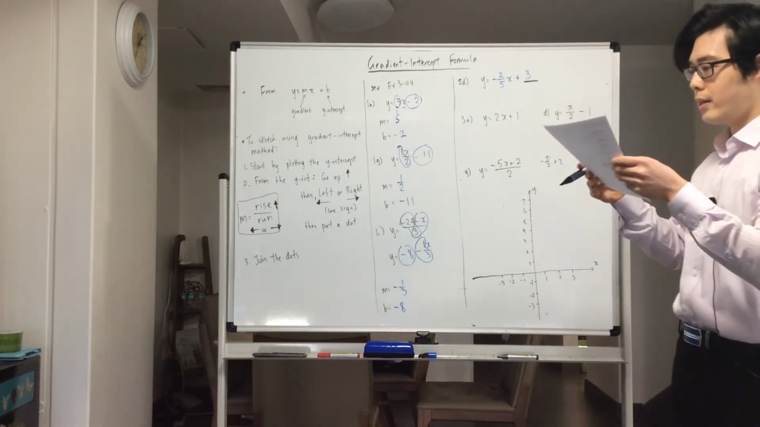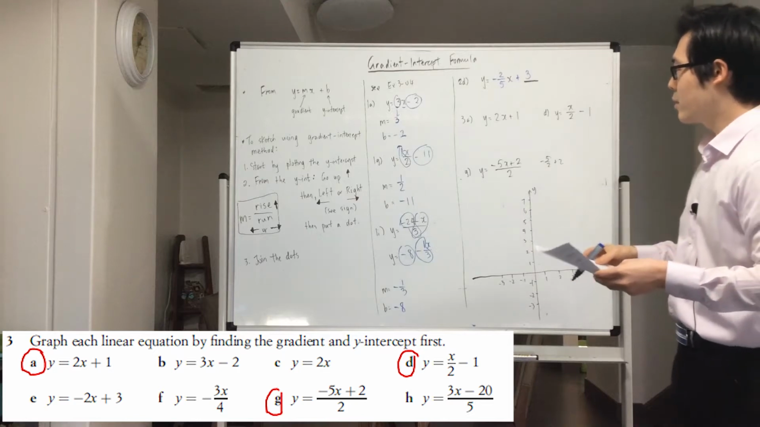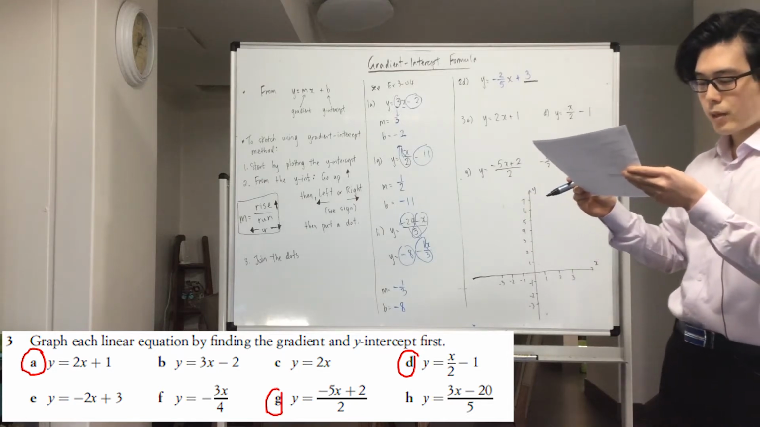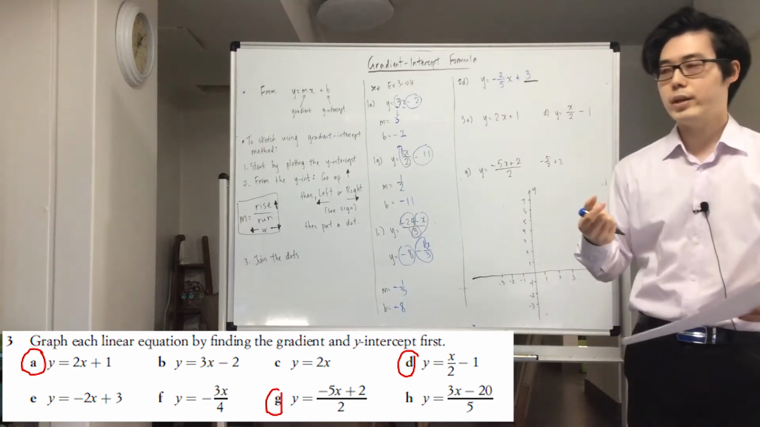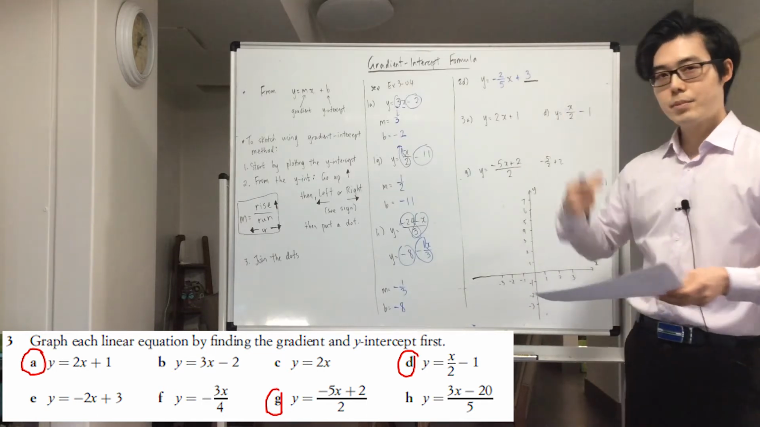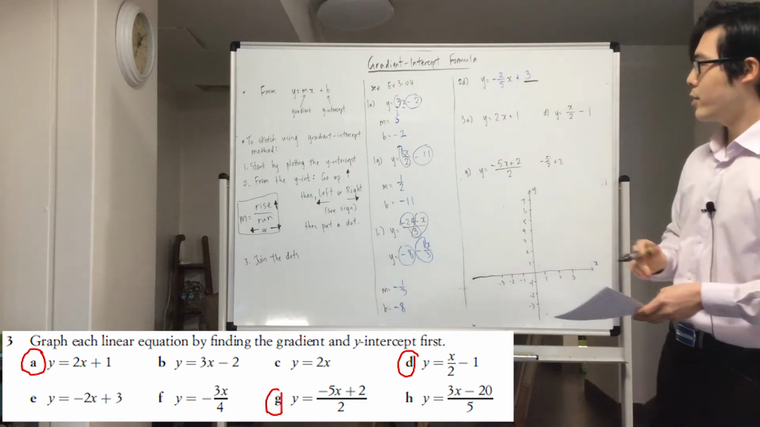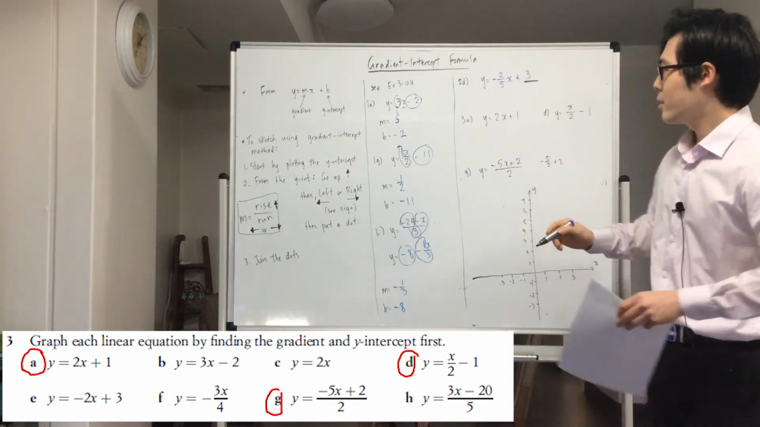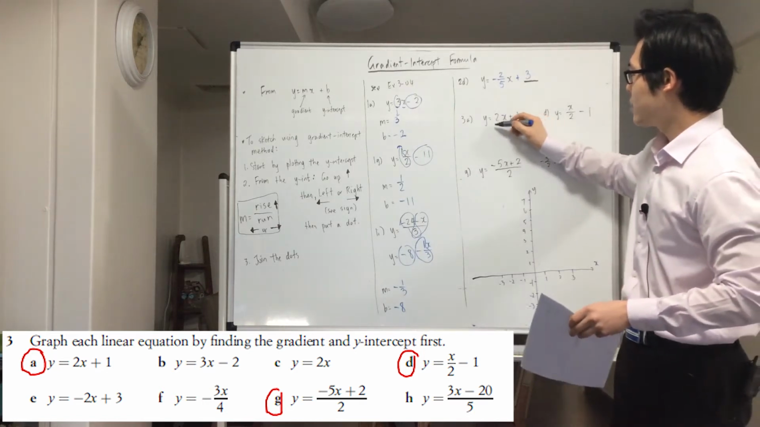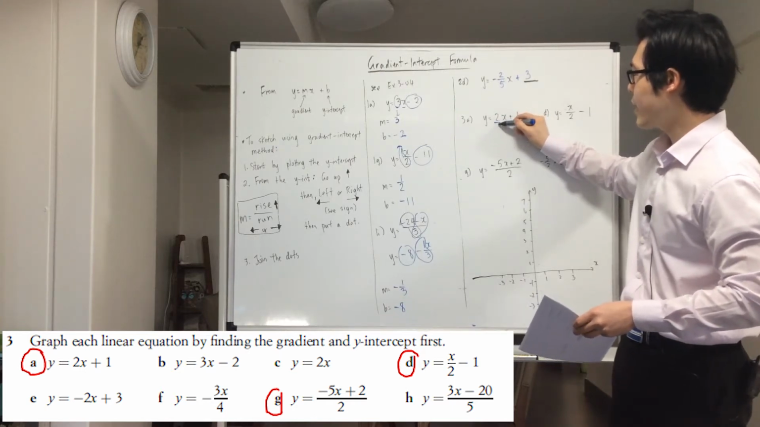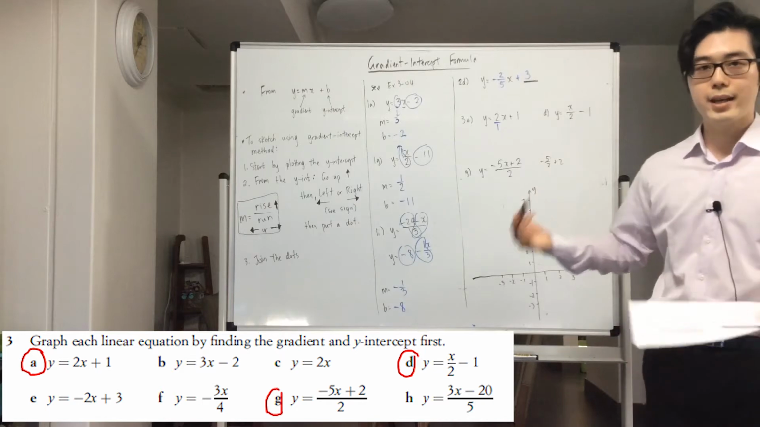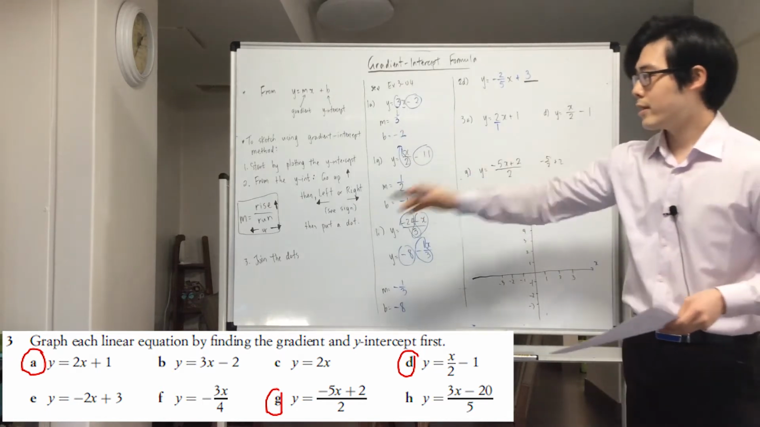Now question 3, let's have a look. It says graph each linear equation by finding the gradient and the y-intercept first. Okay? So like I said, last lesson we found the x and the y-intercept and then we linked them up. Let me show you a slightly different technique. Okay? So when you're given the equation, the first thing you need to do is write the gradient as a fraction. So 2x is the same thing as 2 over 1x. Yeah? So here's how you do it, and I wrote in the steps there.